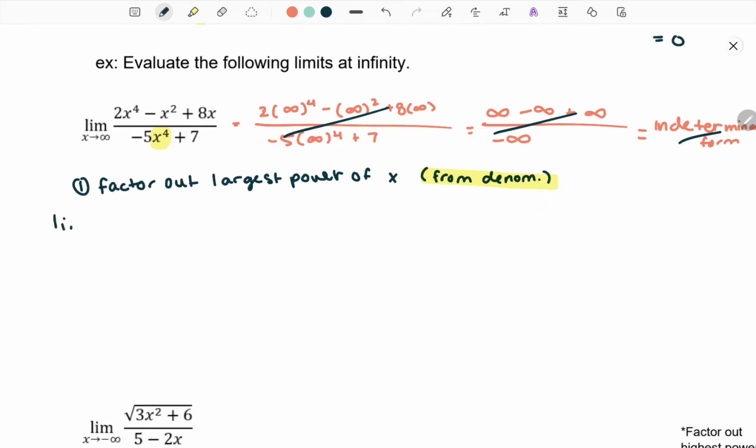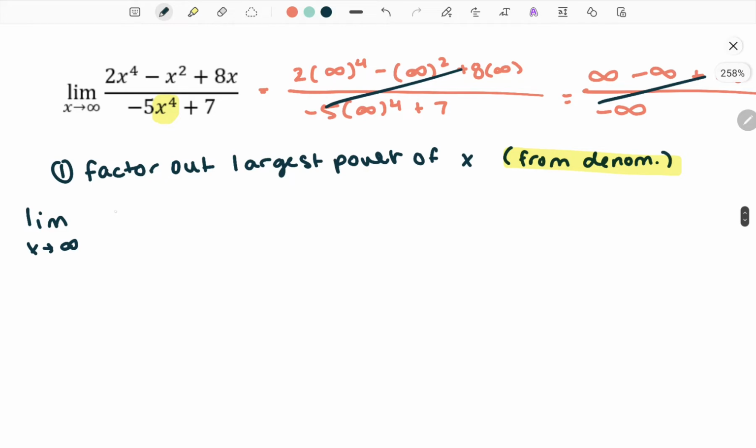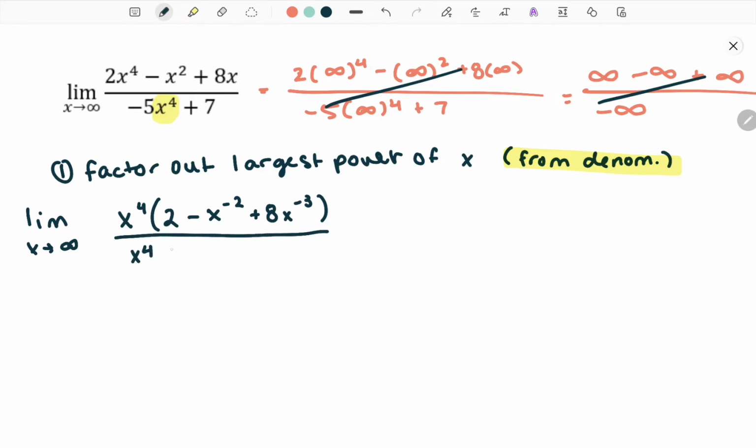So I'm taking the limit as x approaches infinity of, if I factor an x to the 4 out of this numerator, well, I pull it out of the 2x to the 4, I get a 2. When I pull it out of an x squared, I have to take 2 extra x's out, so I'm at an x to the minus 2. When I factor it out of just x, I'm at an x to the minus 3, right? I could always distribute this back in and turn those powers back into what they used to be. I'm going to do the same thing on the bottom. I'm going to get a negative 5, which is just nice, plus a 7x to the negative 4.